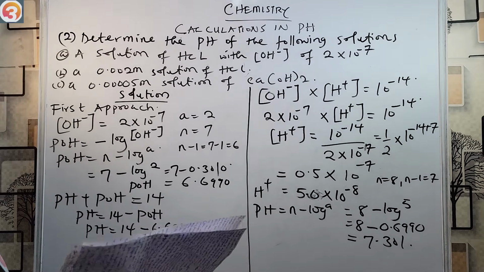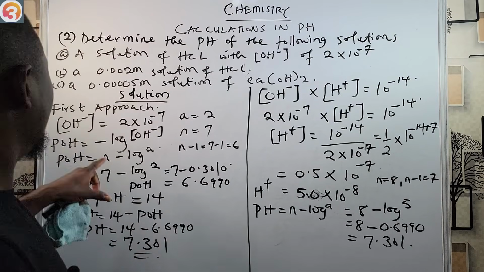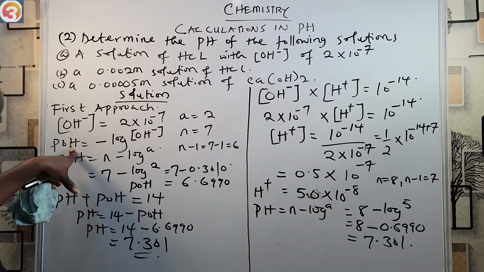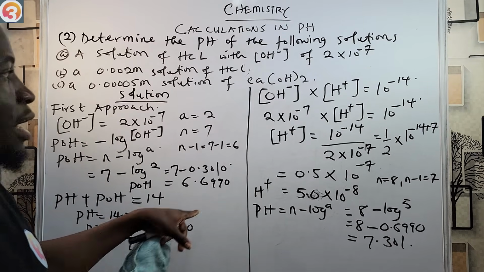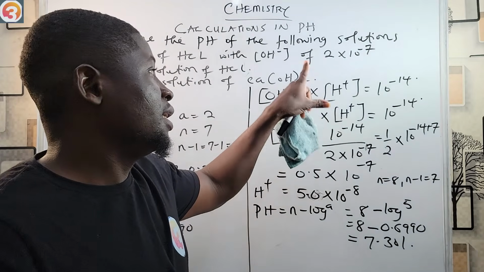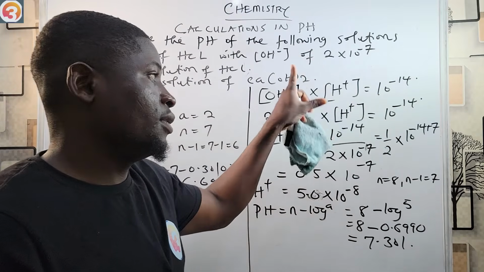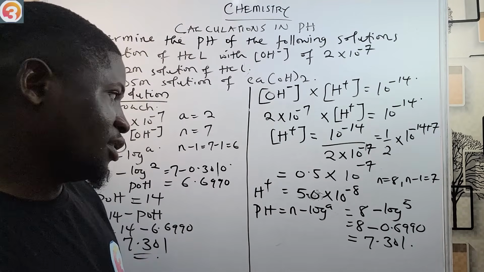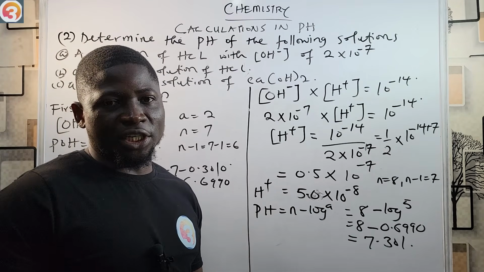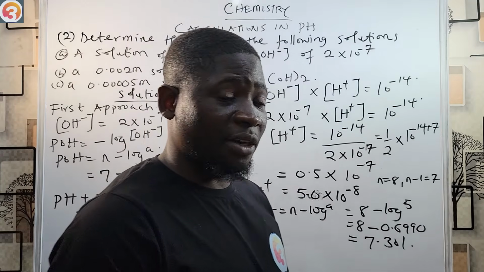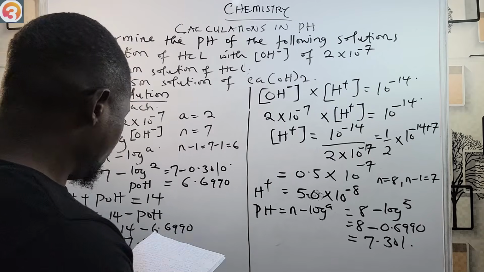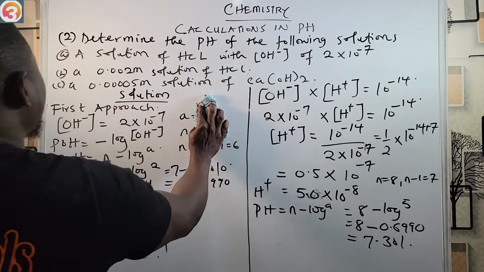So that is very easy. You see the two approaches we used. Because we are given the hydroxide ion, we first found the pOH, then subtracted it from 14 to get the pH. The second approach, we used the formula we were given: hydroxide ion times hydrogen ion concentration is equal to 10 raised to the power minus 14. We substituted, found the hydrogen ion concentration, then from there looked for the pH. So all the formulas we gave from the beginning of this class are very relevant to solving questions on pH.